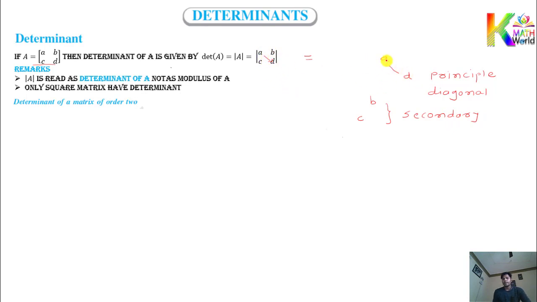Okay, then how do we get the value of the determinant? Product of the principal diagonal elements, so the product of these two gives you AD. And the product of the secondary diagonal elements gives you BC. Product of principal diagonal minus product of secondary diagonal. It means you get AD minus BC: A into D minus, in the opposite direction, BC. So this way you can calculate the value of an order 2 determinant.